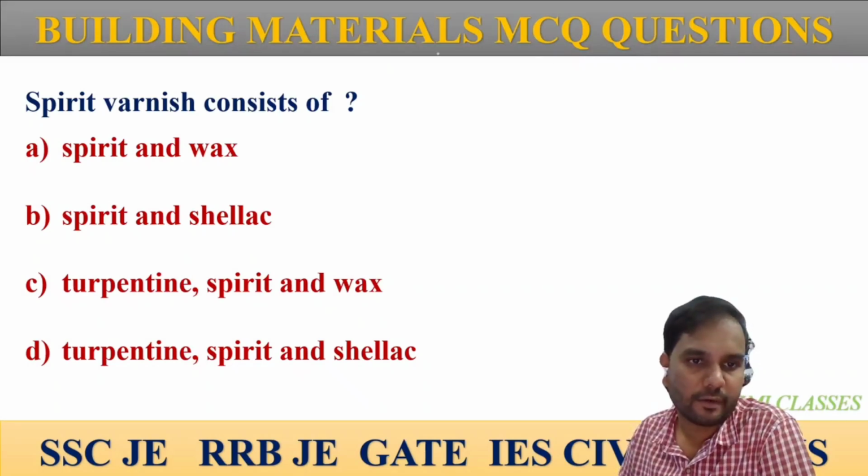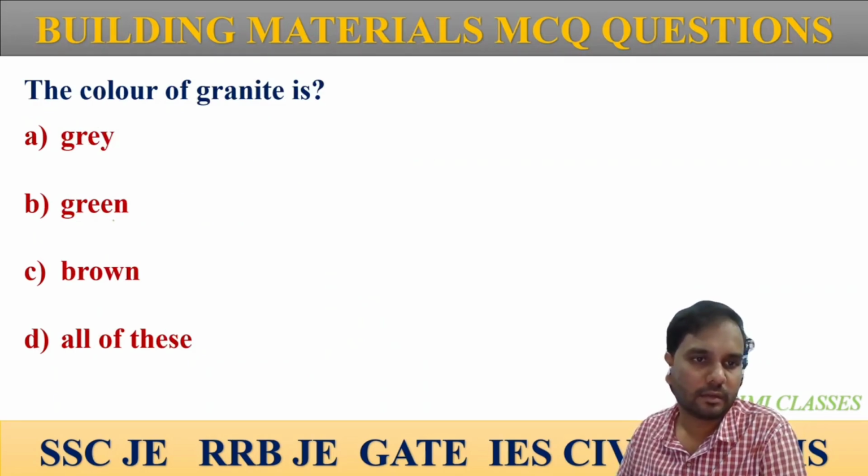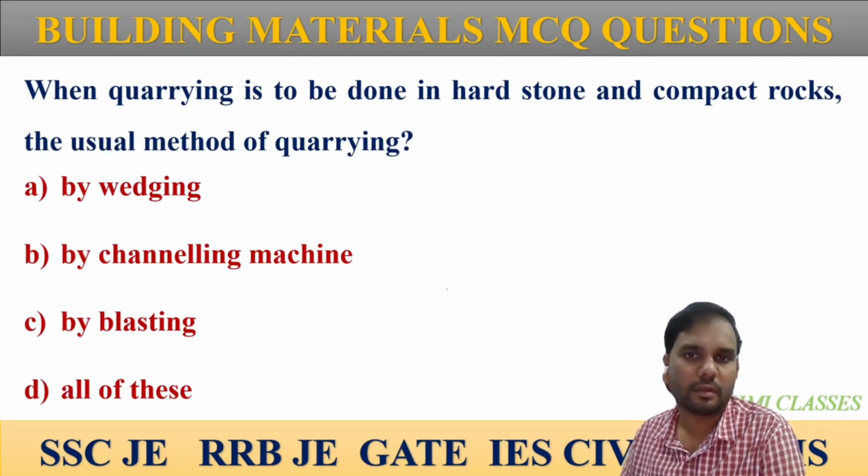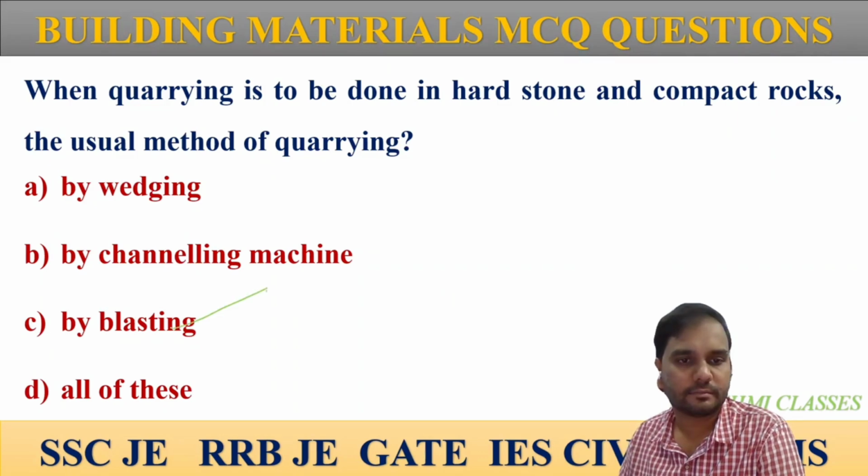Spirit varnish consists of spirit and shellac. The color of granite is grey, green, brown, all of these. When quarrying is to be done in hard stone and compact rocks, the usual method of quarrying is by blasting.